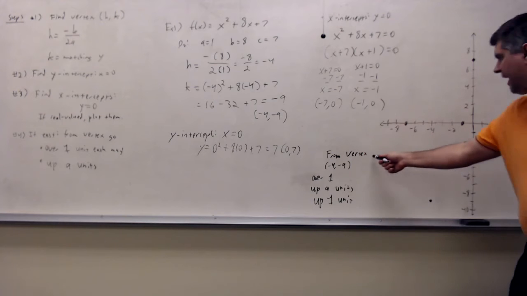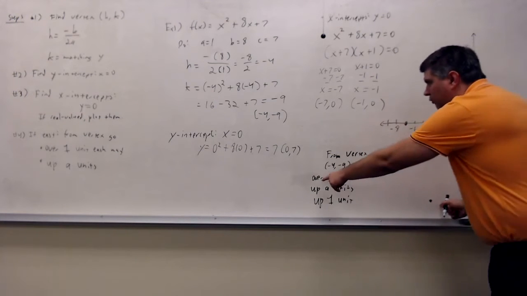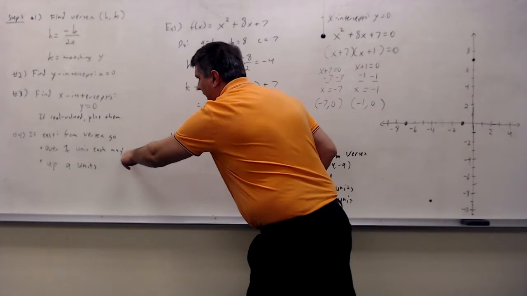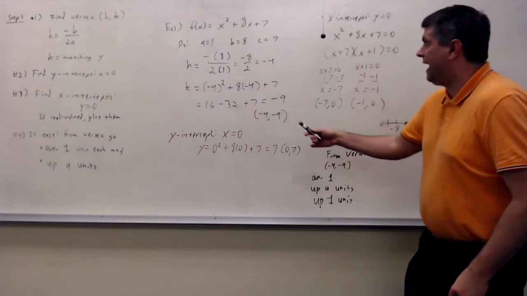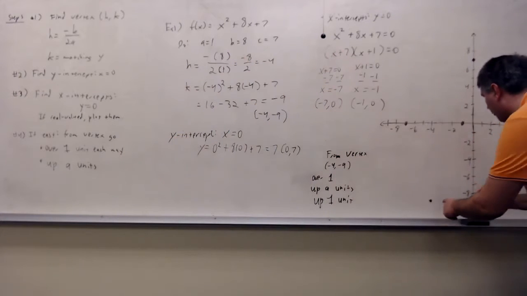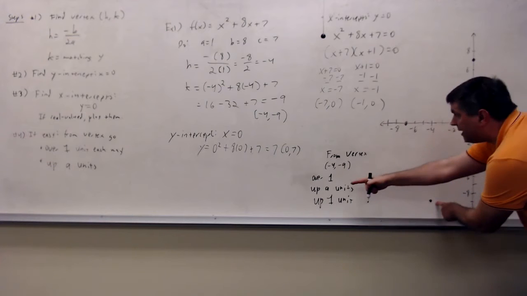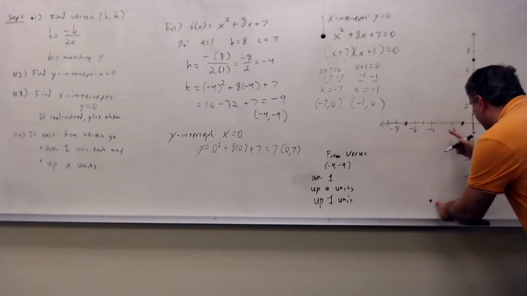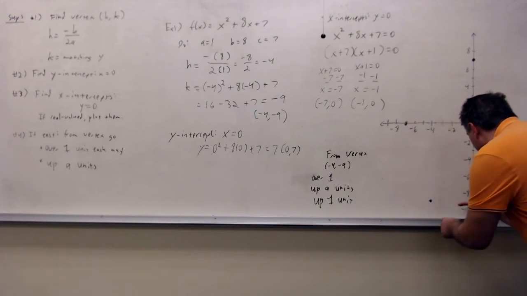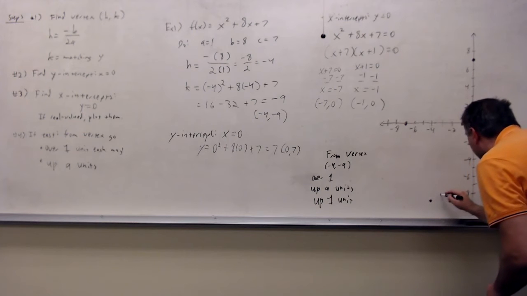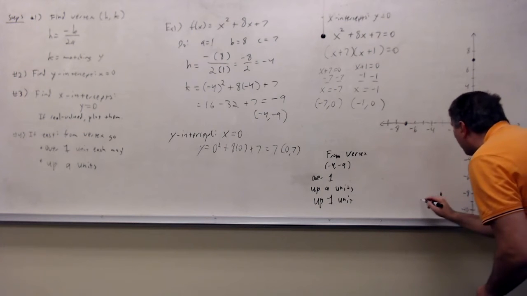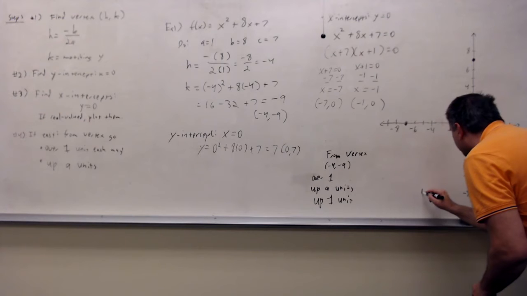Now, from the vertex, negative 4, negative 9, I'm going to go over 1 each way and up a units. Well, a is 1, so I'm going to go over 1 and up 1. So over 1, up 1. Over 1, up 1.